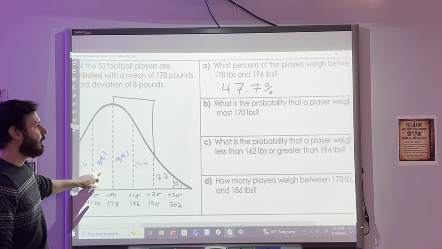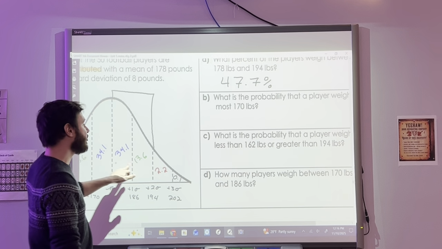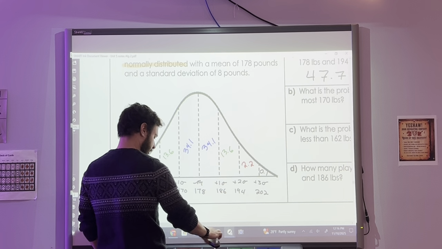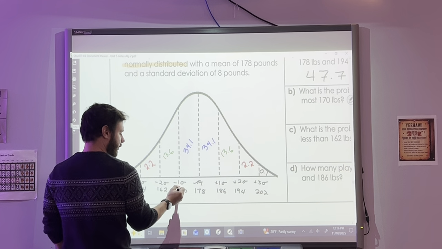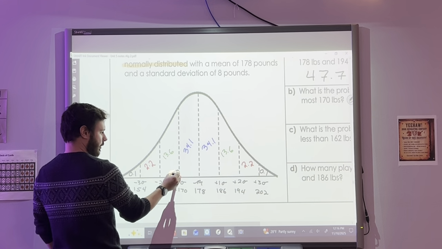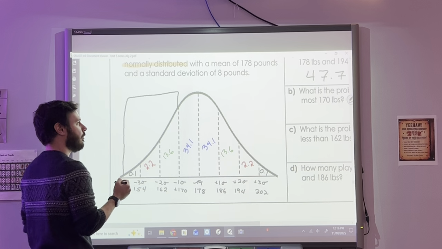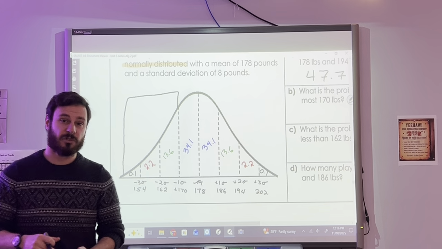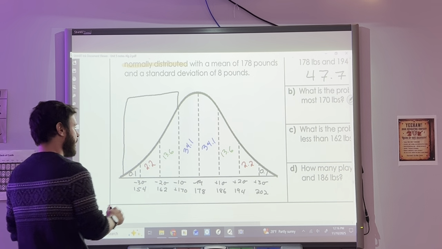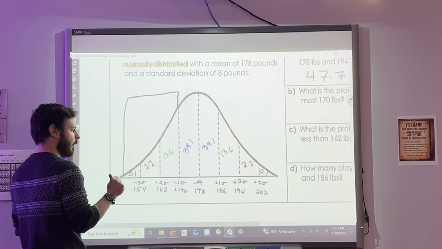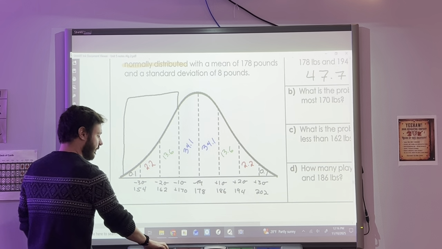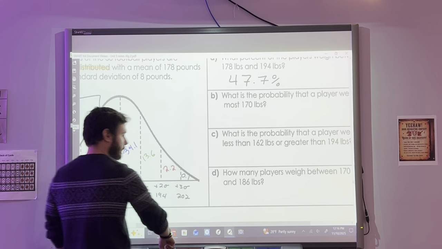What is the probability that a player weighs at most 170 pounds? Okay, so we're capping at 170. 170 is here. And at most, right, that's the maximum. So I'll take all of this over here. What is the probability is another way of asking what is the percent. It's the same thing. So I'm gonna take these 3 values, add them together, and I'm pretty sure that's 15.9. 15.9%.